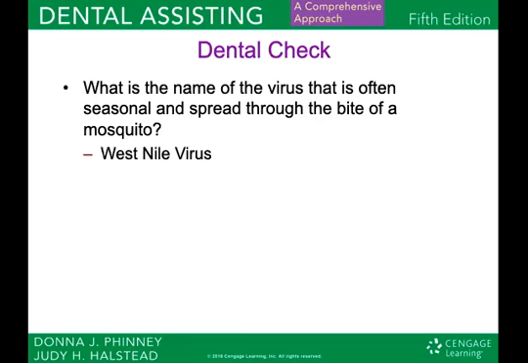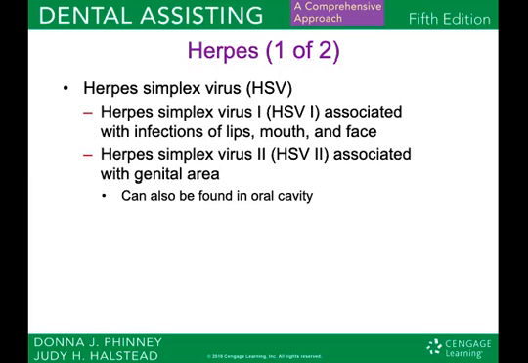So there is also herpes, and there are two types of herpes viruses. There is herpes simplex virus 1, or HSV1, and herpes simplex virus 2, or HSV2. HSV1 is usually associated with infections of the lip, mouth, and face, whereas HSV2 is associated with infections in the genital area. HSV2 is also known to be found in the oral cavity.